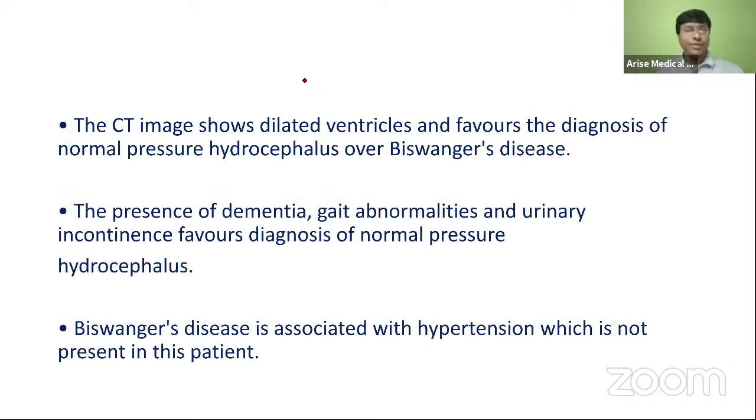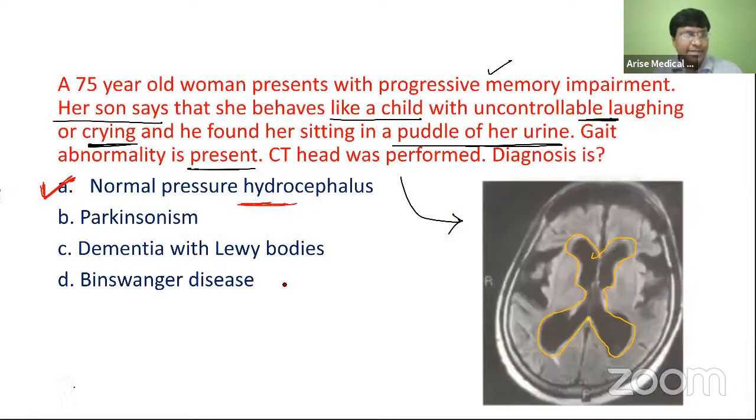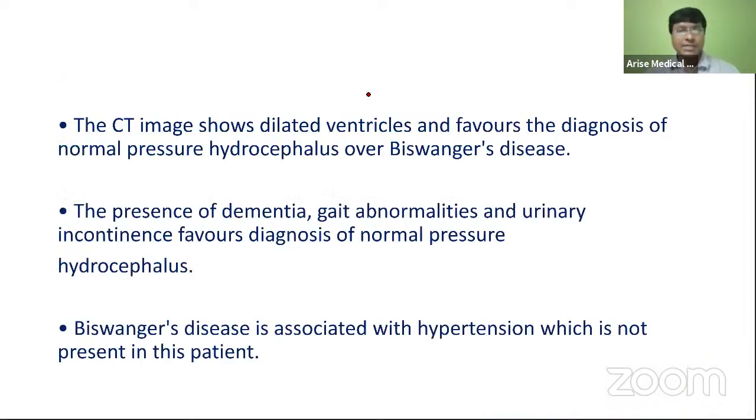Now, the points against Binswanger disease, because one of your options was Binswanger disease. I will try to compare both and explain to you. The CT image shows dilated ventricles and favors the diagnosis of normal pressure hydrocephalus over Binswanger disease.